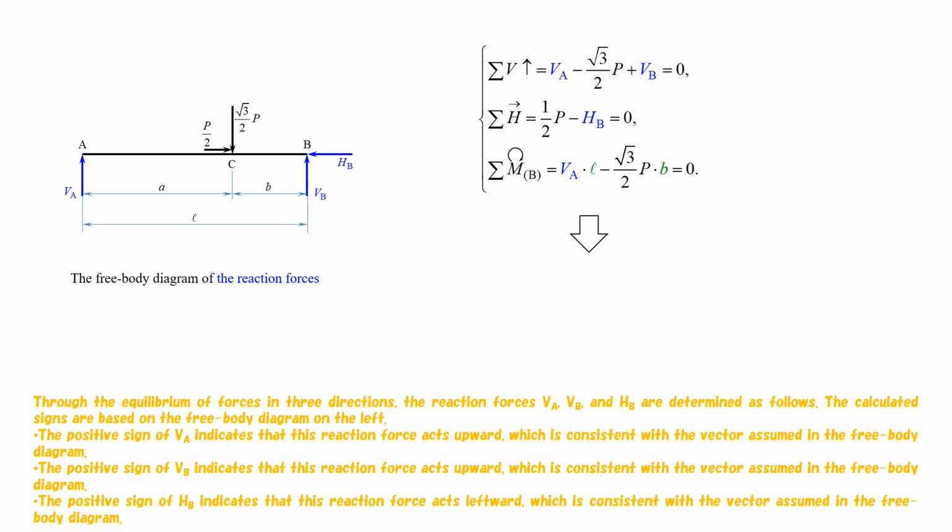Through the equilibrium of forces in 3 directions, the reaction forces VA, VB, and HB are determined as follows. The calculated signs are based on the free body diagram on the left. The positive sign of VA indicates that this reaction force acts upward, which is consistent with the vector assumed in the free body diagram. The positive sign of VB indicates that this reaction force acts upward, which is consistent with the vector assumed in the free body diagram. The positive sign of HB indicates that this reaction force acts leftward, which is consistent with the vector assumed in the free body diagram.